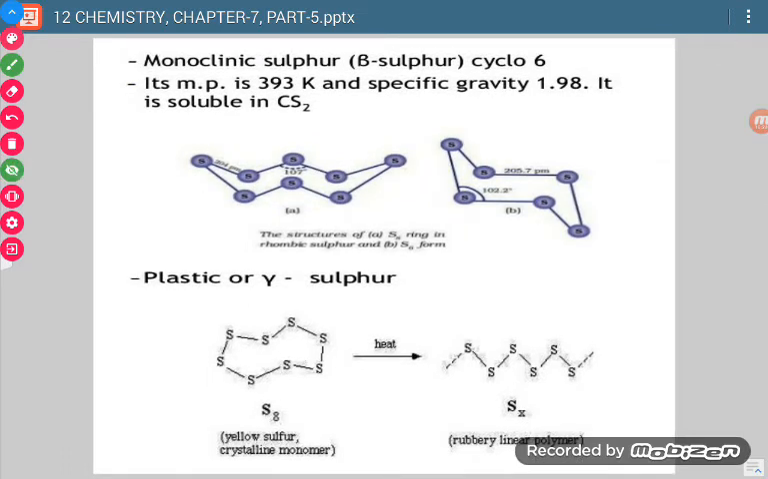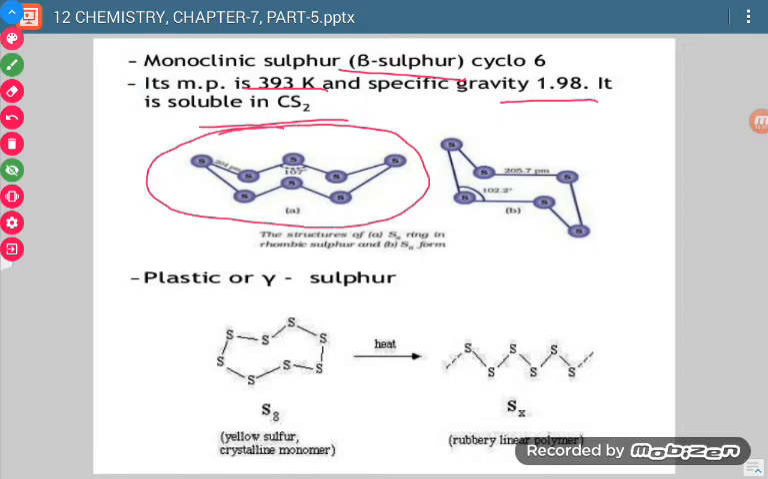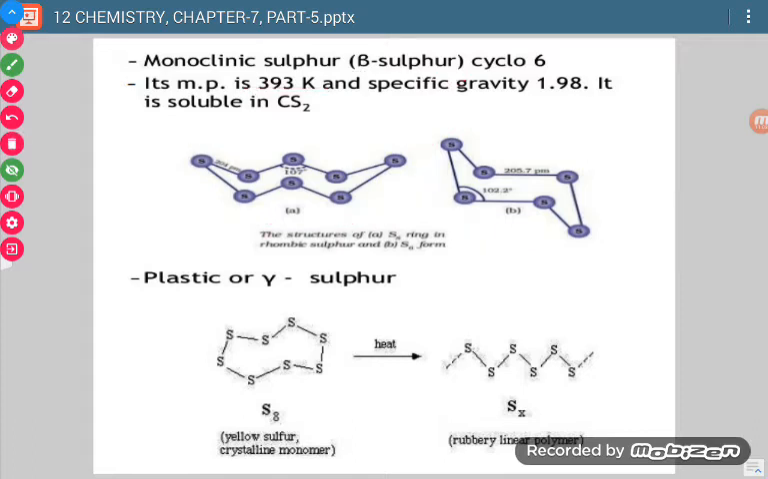Now the second form is beta sulfur and it has a melting point of 393 Kelvin and specific gravity 1.98, and it is soluble in carbon disulfide. Now this is the structure, also known as chair form or S6 form of sulfur. If you see, there are 6 atoms which combine to form a molecule, so the molecule is S6 and this looks like a chair, so we say it is the chair form of sulfur.